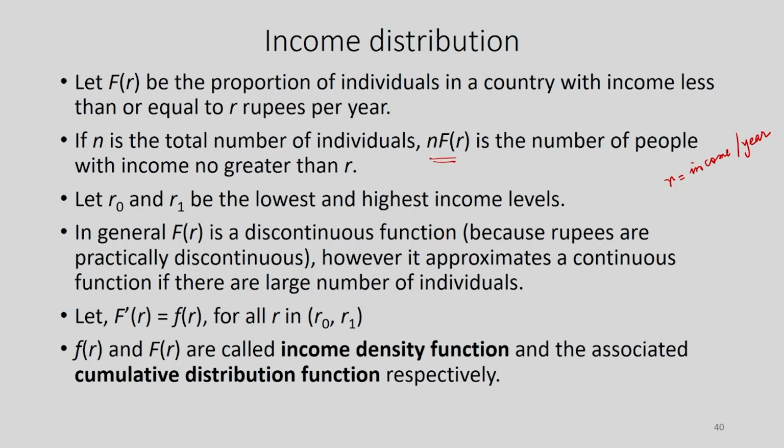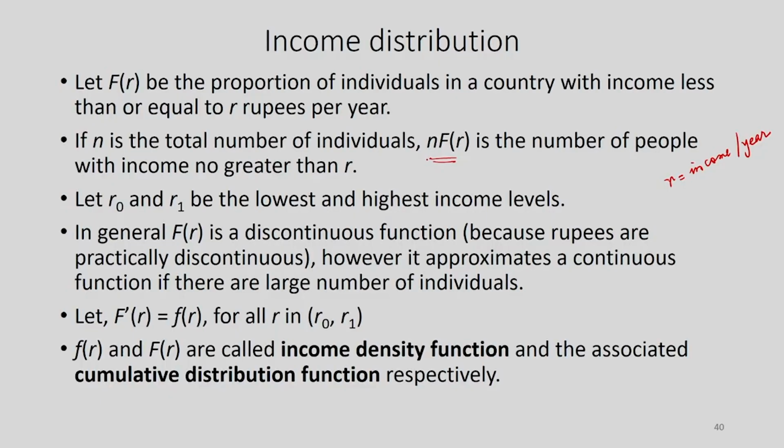I said 60% of India's population have income less than 1 lakh rupees. Now, I did not say how many people in India earn less than 1 lakh rupees. Suppose that number I have to find out. Now, how do I find that out? I have to multiply 60% with the total population of India, right? And that is what I have done here.